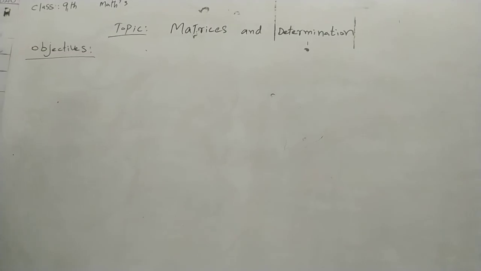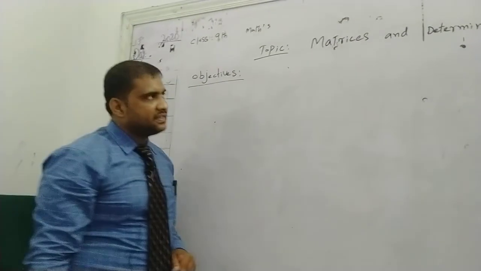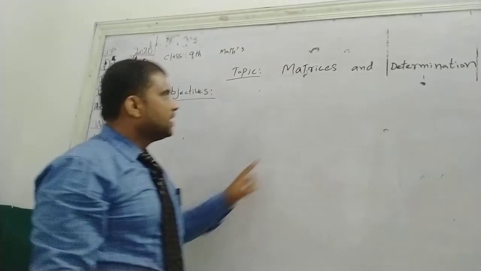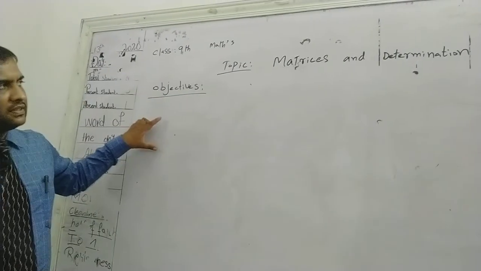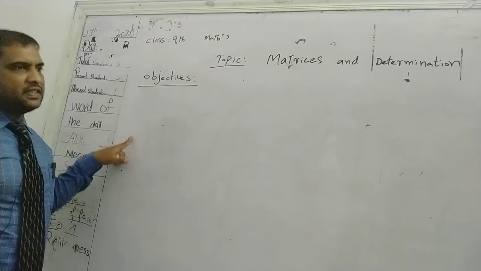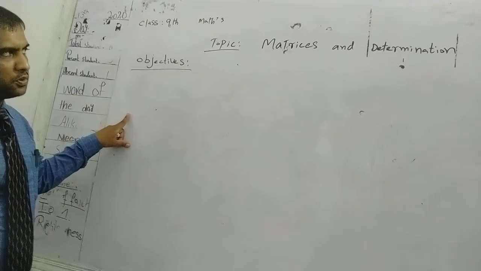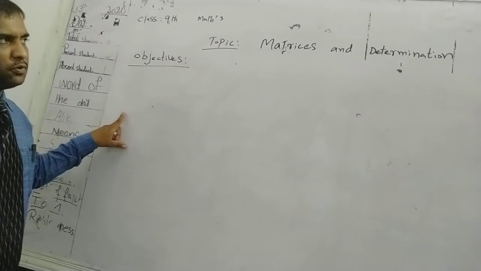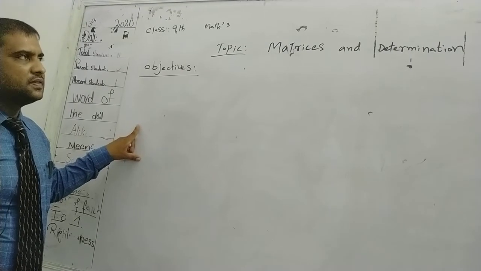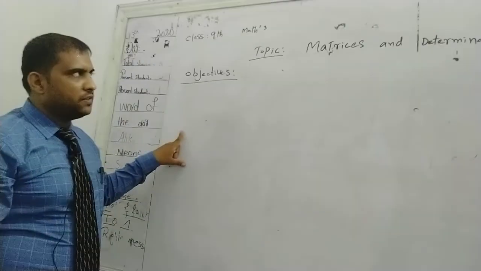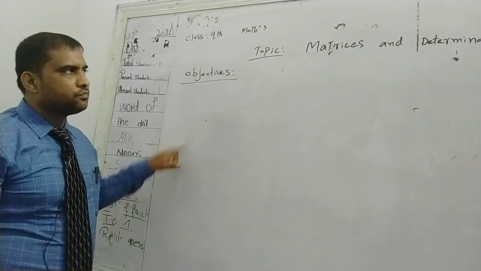This is class 9th math. Topic is matrices and determinants. Objectives are: matrices help us to find the prices and cost of objects. We can solve a large set of data. We can solve simultaneous equations with the help of matrices.